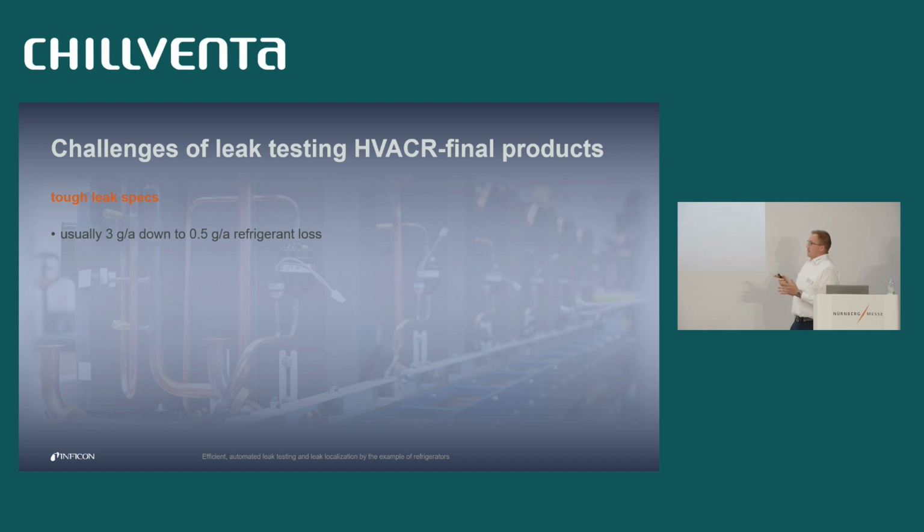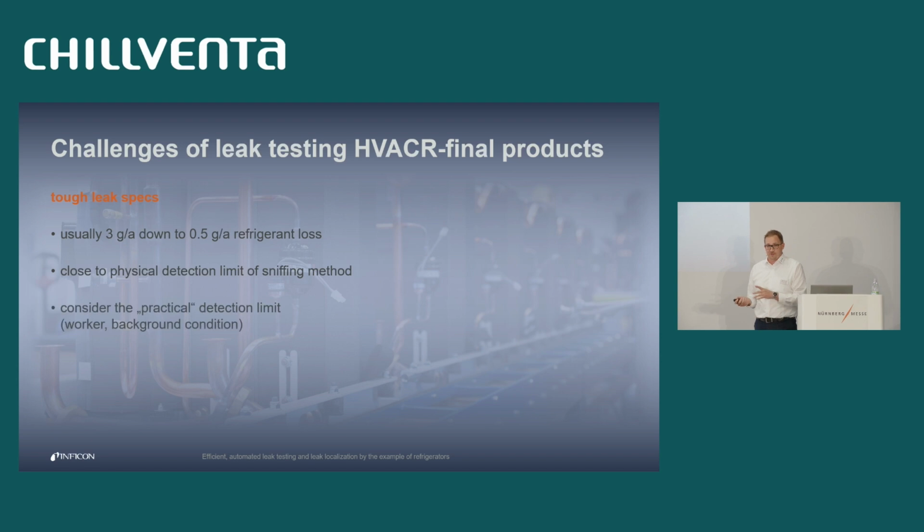We have very tough leak specifications. So in refrigeration, air conditioning, we are typically looking for leaks which are 3 gram per year down to 0.5 gram per year refrigerant loss, which is almost nothing. But we still need to have a solution which is capable to find such small leaks. These leak rates are pretty close to the physical detection limit of sniffing methods.